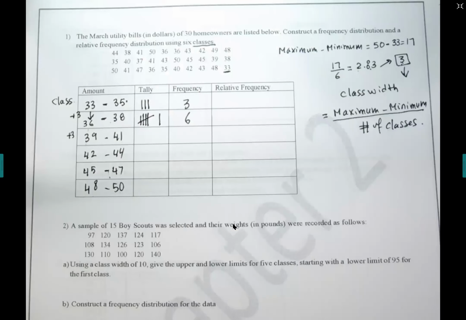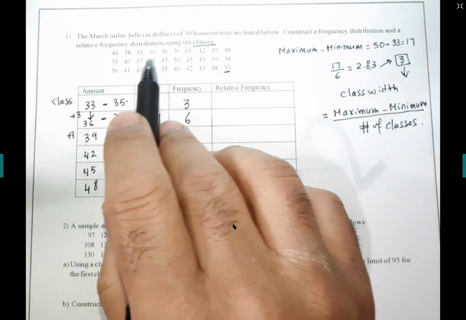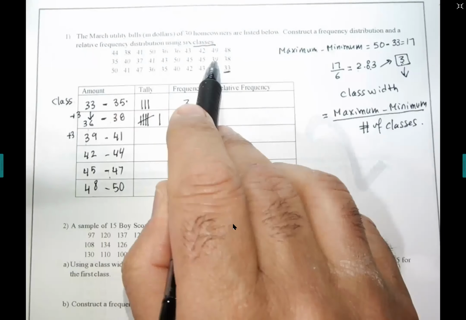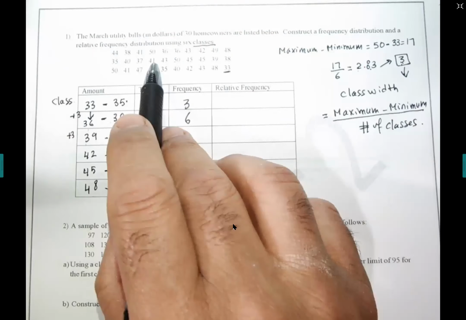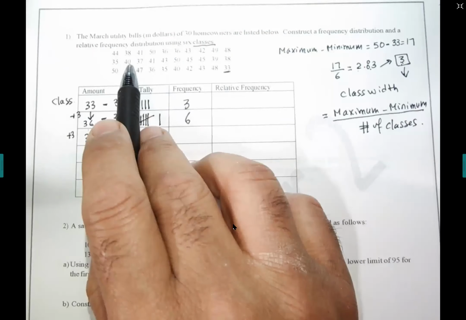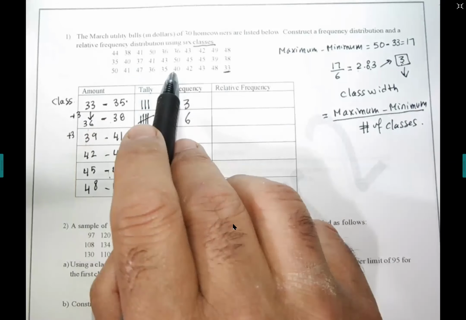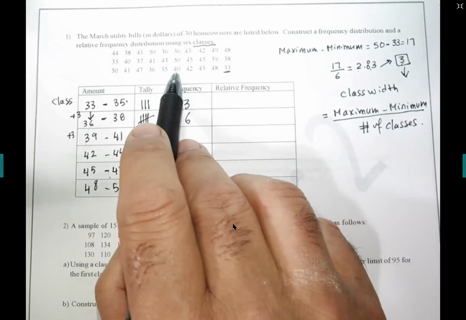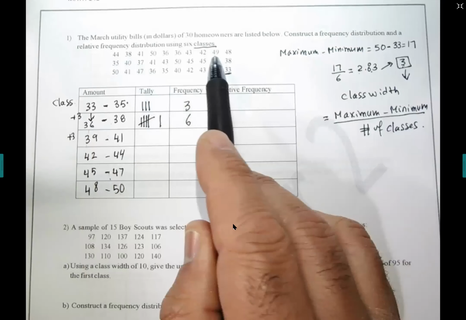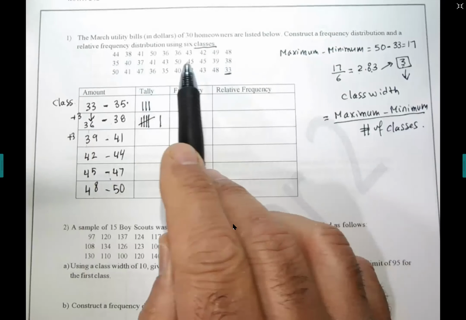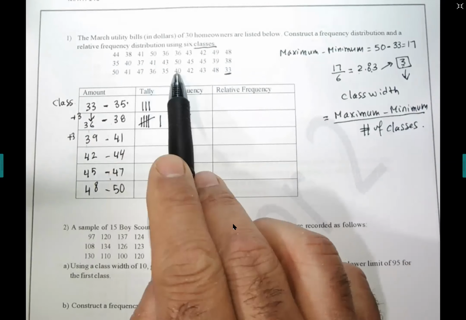39 and 41. Okay. 1, 2, 3, 4, 5. Is that 5 correct? Or I missed anything? 1, 2, 3, 4, 5. Okay.